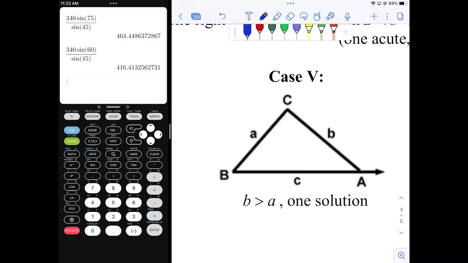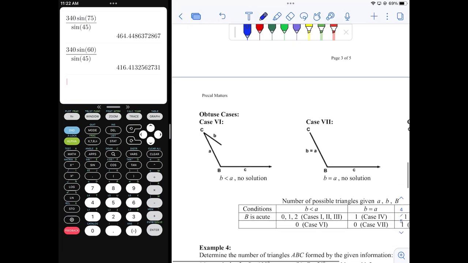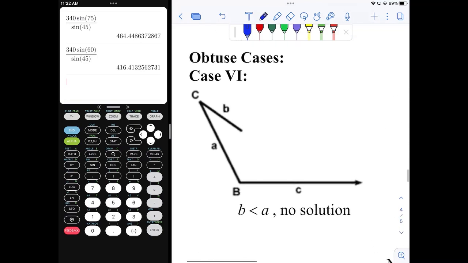We already talked about this. If B is bigger than A, flat out B is bigger than A, there's one solution. One solution. And this angle down here is going to be pretty acute. Now that takes care of the acute cases. We might have obtuse cases. When the base angle is bigger than 90 degrees, we can have an obtuse angle. These are a little bit different, but you could probably visualize these when you draw them.